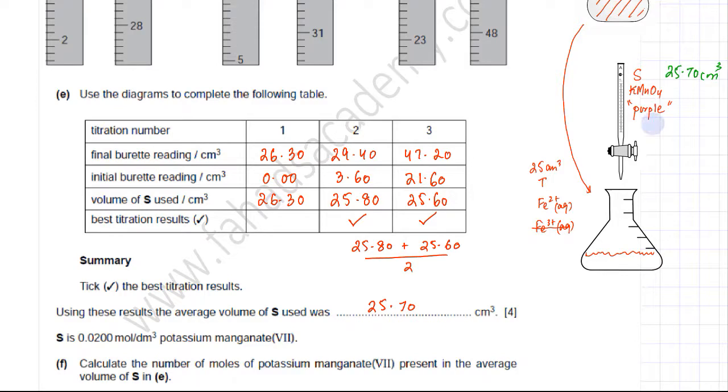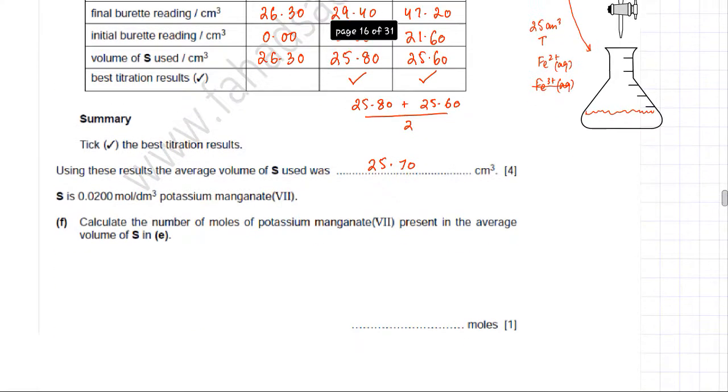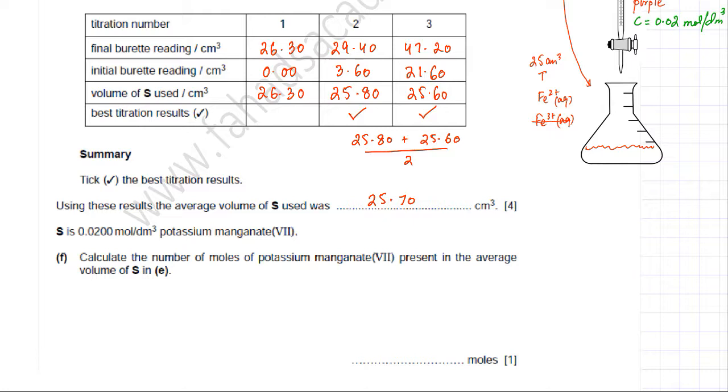Another thing that needs to be noted as well is that you also know the concentration of this KMnO4, which was given in the first few lines of the question, which was 0.02 mole per decimeter cube. So you now know two things about the KMnO4 that's being added. You know the concentration and you also know the average volume. So if you know the volume and you know the concentration, then you can find the moles. So in the very next step of the reaction, that is exactly what is being asked. He's given us that S is 0.02 mole per decimeter cube potassium manganate 7, and you're asked to calculate the number of moles of potassium manganate 7 present in the average volume of S.